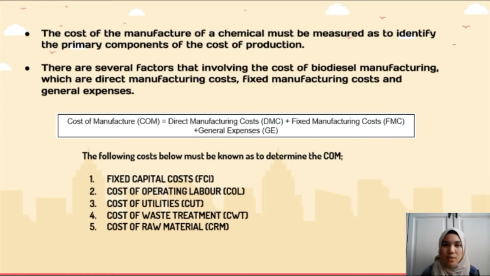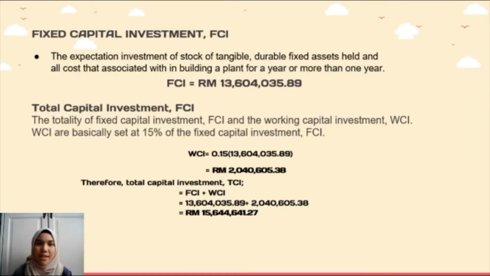The following costs must be known to determine the COM, which are: first, fixed capital cost; second, cost of operating labor; third, cost of utilities; fourth, cost of waste treatment; and lastly, cost of raw material. Fixed capital investment, FCI. What is FCI? FCI is the expected investment in stock of tangible, durable fixed assets held and all costs associated with building a plant for a year or more than one year.